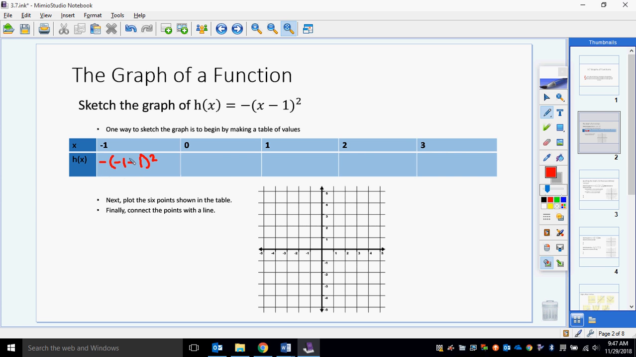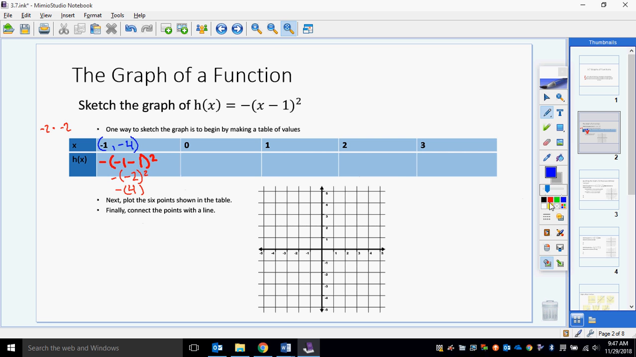So I do grouping first, I do parentheses first, so -1 minus 1, that'd be a -2. Drop down everything else. So now I need to do my exponent, -2 squared. That means -2 times -2, which would be a +4. And then I have this negative out in front, so I get -4 for my answer. Okay, so the ordered pair here is -1, comma, -4.